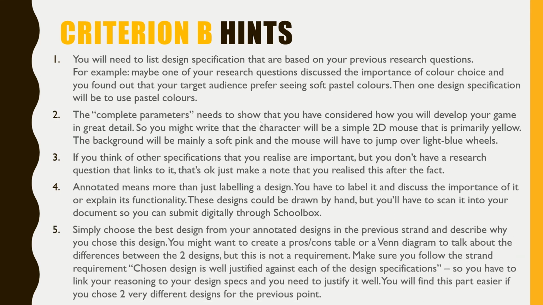Point 5, so simply choose the best design from your annotated designs in the previous strands and describe why you chose it. You might want to create pros and cons tables or a Venn diagram to talk about the difference between the two designs, but this is not a requirement. Make sure that you follow the strand requirement: choose the design, well justified against each of the design specifications, so you have to link the reasoning for your design specifications and you need to justify it well. You will find this part easier if you choose two very different designs in the previous point. If you make them too similar, it's going to be hard to justify why you chose one over the other.